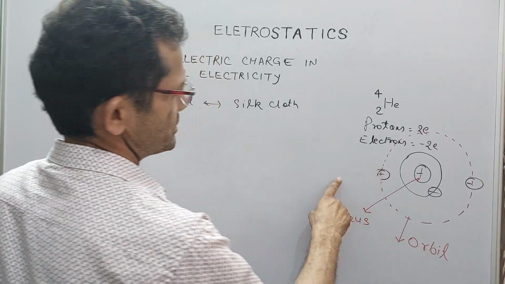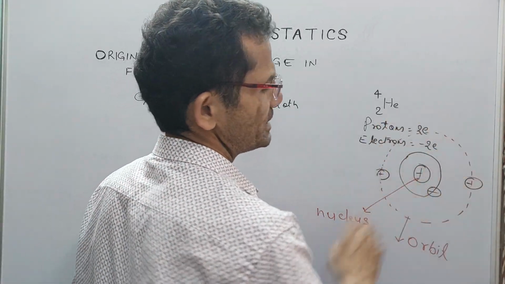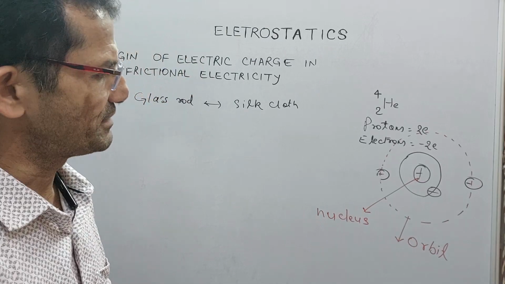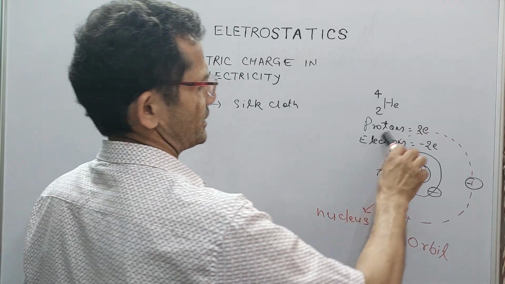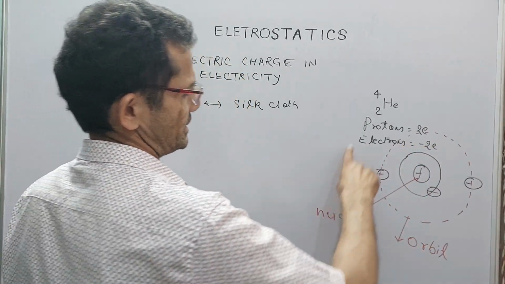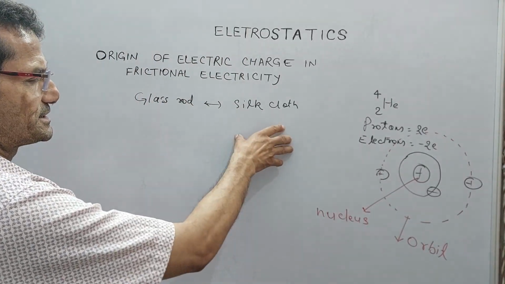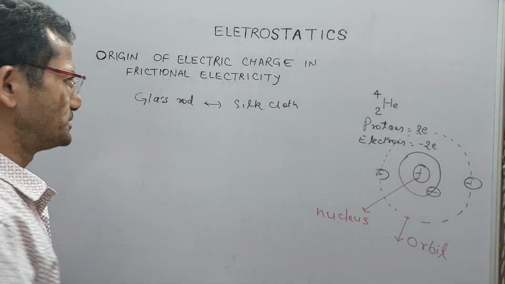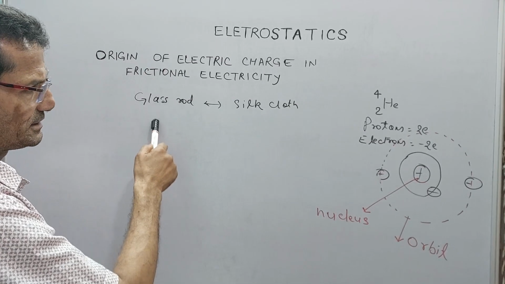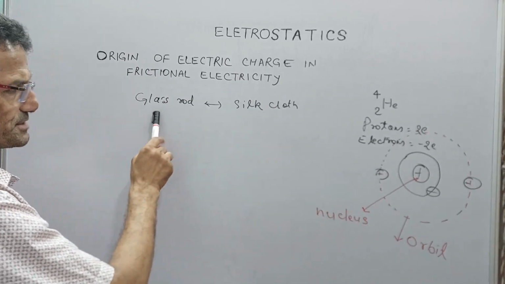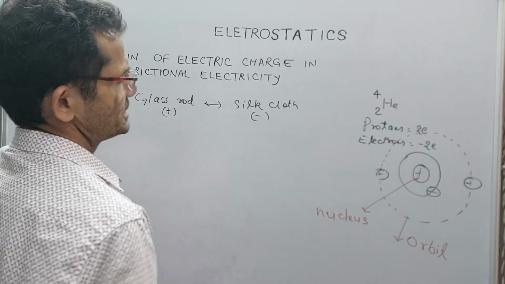When the electron comes out, this atom is no longer electrically neutral. There is a loss of negative charge, so the net charge on this atom becomes positive. Since the silk cloth and glass rod are made of atoms, when the glass rod gives electrons to the silk cloth, it gets positive charge and the silk cloth gets negative charge.